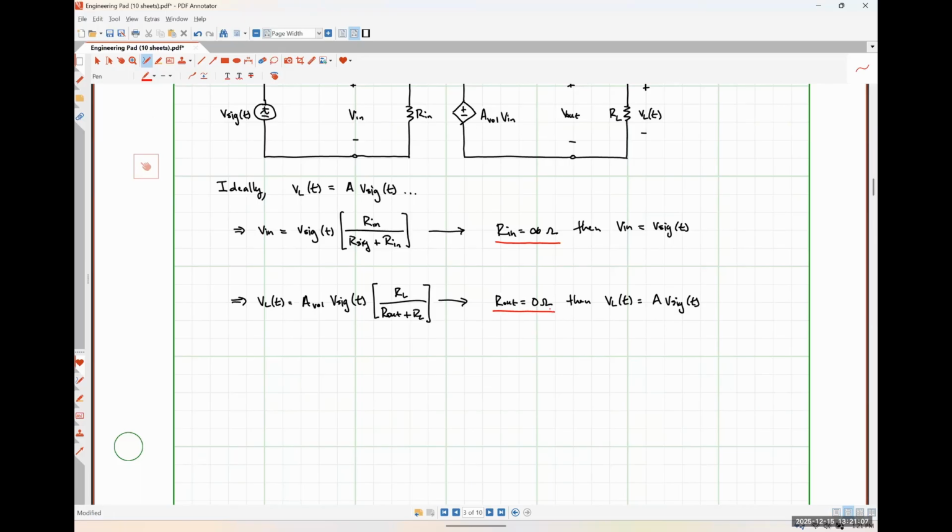Now I'm just going to give you guys the third result, and that is that our open loop voltage gain needs to be as large as possible. So I'm going to say it should approach infinity for an ideal op amp.